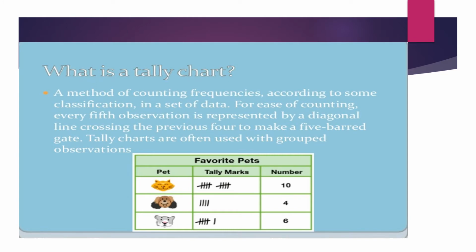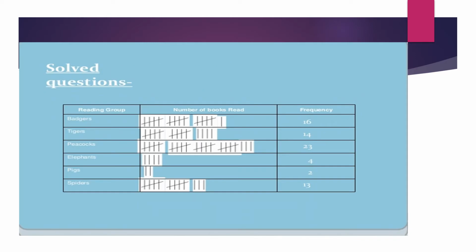The students who like dogs are 4, and the third one is 6. Like that it is easy to count. And the frequency. We use tally marks to squeeze the data in such a way that the calculations will be very useful.